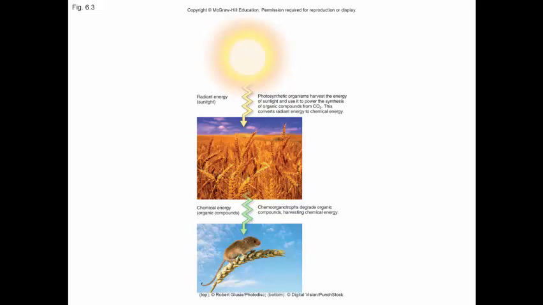Why? He has to consume organic compounds, in this case wheat grains, and he degrades them, and that's how he gets his energy. Or they might call him a heterotroph, meaning that he eats all sorts of different things to get energy by breaking down the organic compounds.